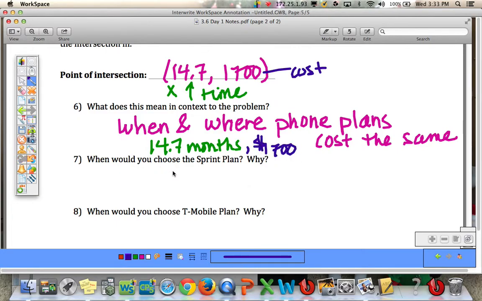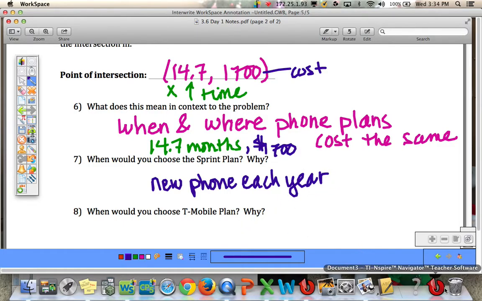When would you choose the Sprint plan and why? So remember, the Sprint plan, you're leasing it. And this would be if you wanted a new phone every year, because 14 months is past a year. So I would choose the Sprint plan if I wanted a new phone each year.